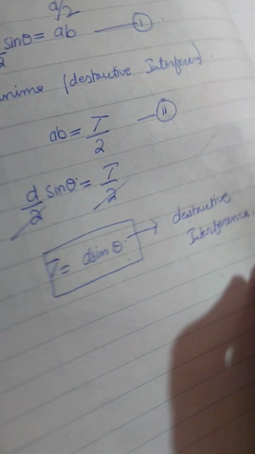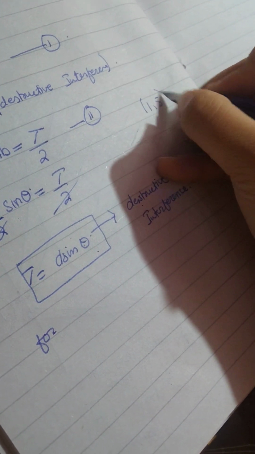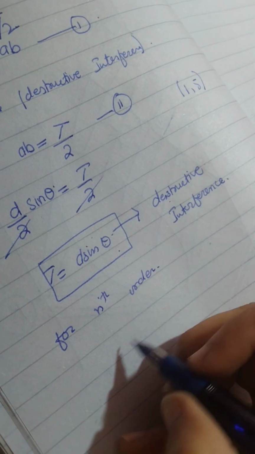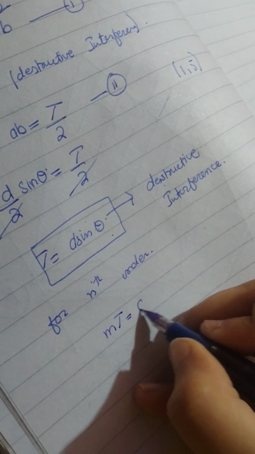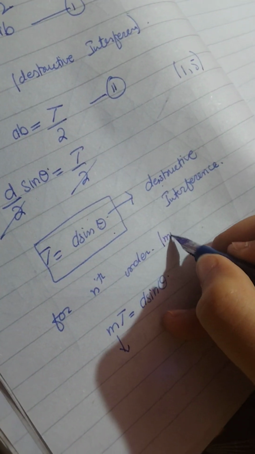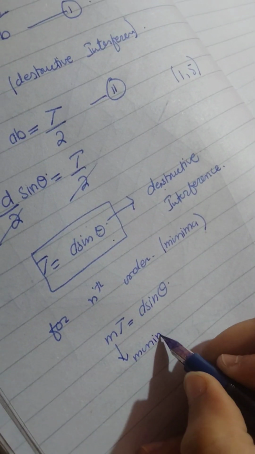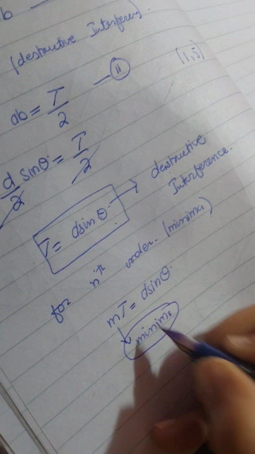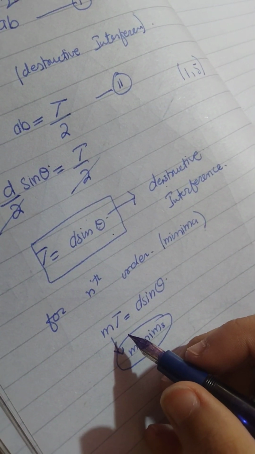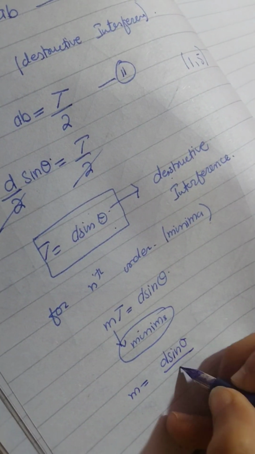Destructive interference, right? Now basically for the nth order we have only found between 1 and 5, right? What about the others? So for the nth order it will be m lambda is equal to d sine theta, where m is known as minima. Basically this minima shows the destructive interference, right? If you want to find the value of m, for the minima, it will be m is equal to d sine theta upon lambda.